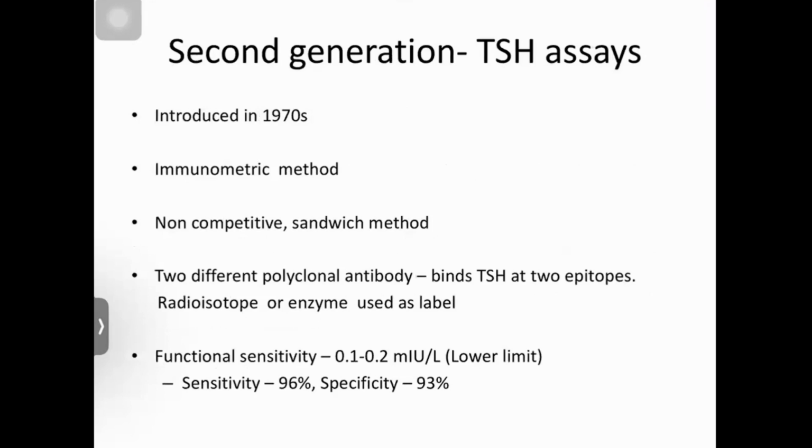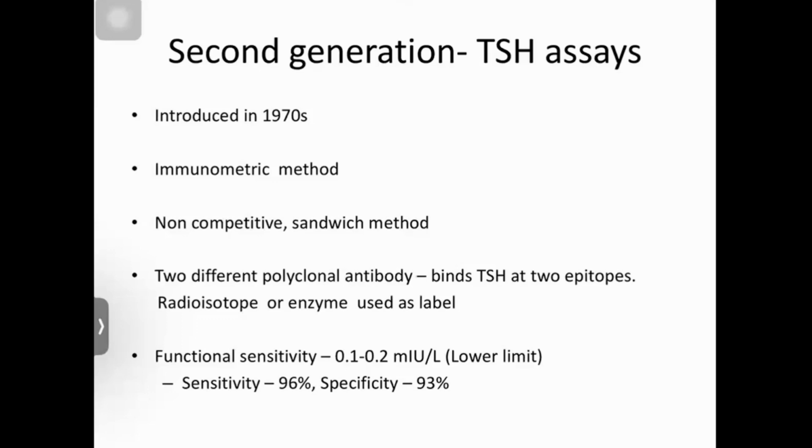Then came the second generation TSH assays. These were introduced in the 1970s, and it is an immunometric method. What we use here is antibodies and antigen, but we're not labeling the radioisotope with the antigen, right? We are labeling the radioisotope with one of the antibodies. So we are now using two antibodies with one antigen. That one antigen is now the patient's TSH.